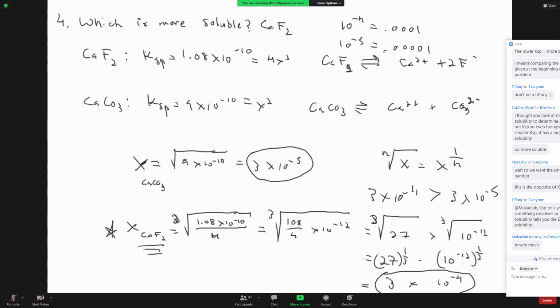Ka, when you talk about it, it's just the acidity equilibrium. So the higher the Ka means you have more acid dissolved in solution. So very analogous, higher Ksp means you have more molecules dissolved in solution. To answer your question, Michaela.